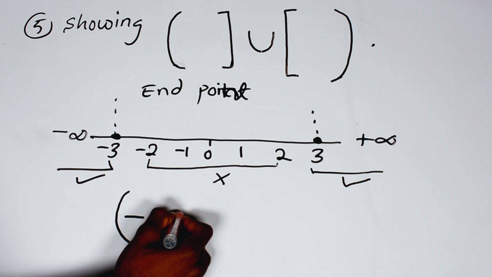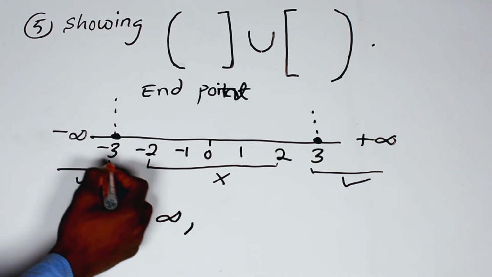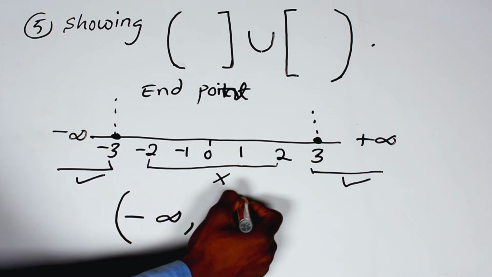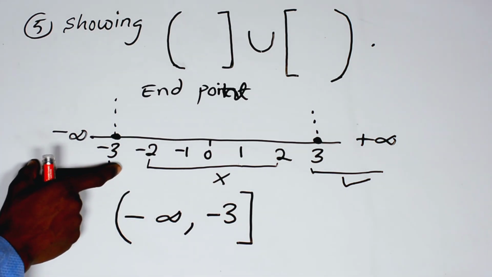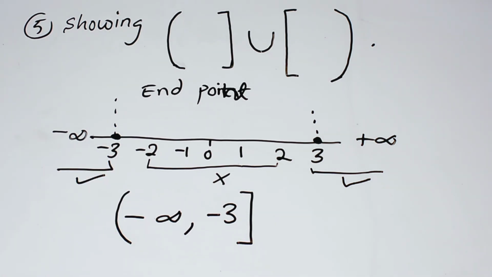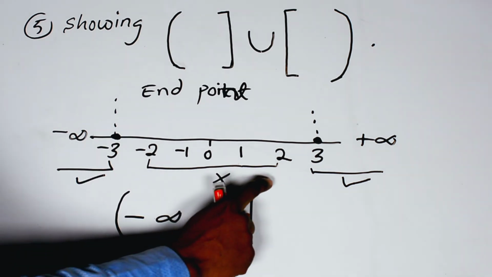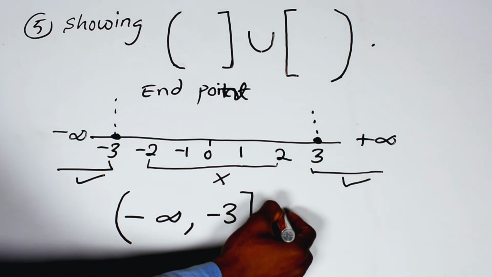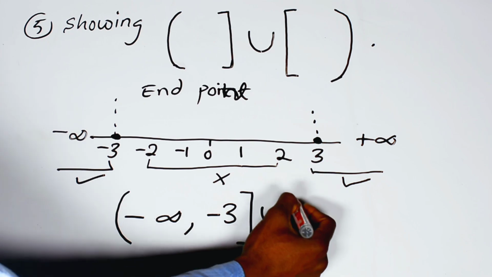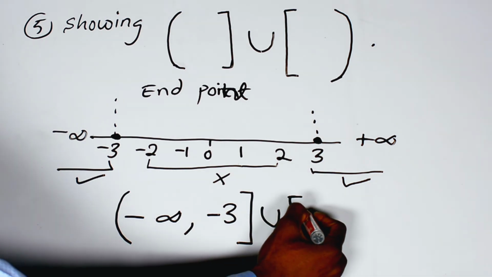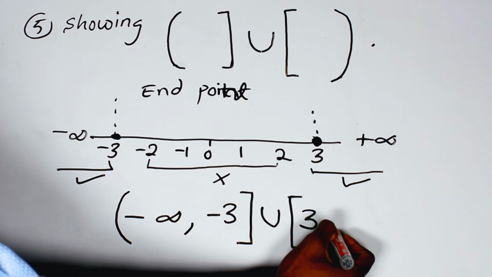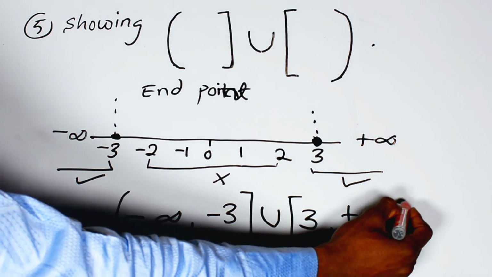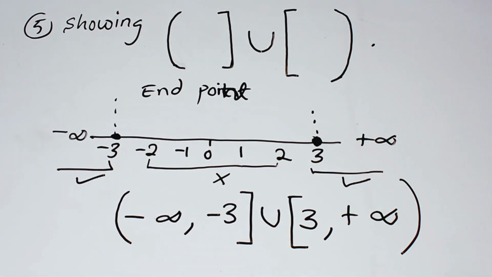So now let's write them in this form: -infinity exclusively, then -3 inclusively from the negative side, union +3 inclusively as this closed point, comma, +infinity exclusively. So this is how to present domain and range.